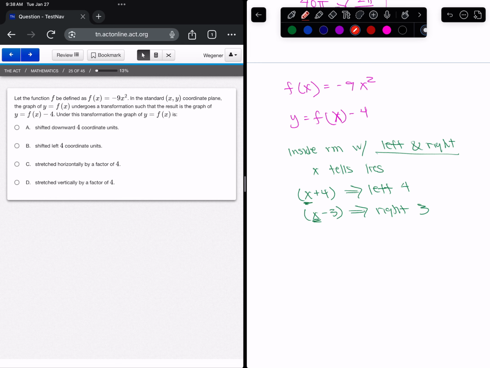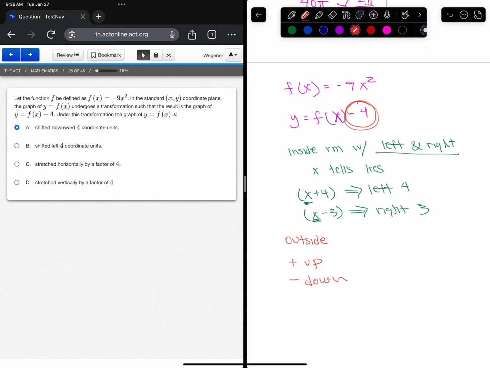Now, in this situation, we just got negative 4. Is it inside or outside the room with your x? In this case, it's outside. So outside, you don't have to worry about people lying because your x is not in the room, okay? So outside is literally, if it's plus, it's up. If it's minus, it's down. So which is the one that goes down by 4? It's going to be, let's see, A.